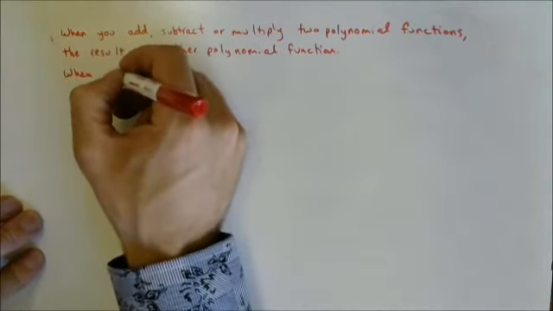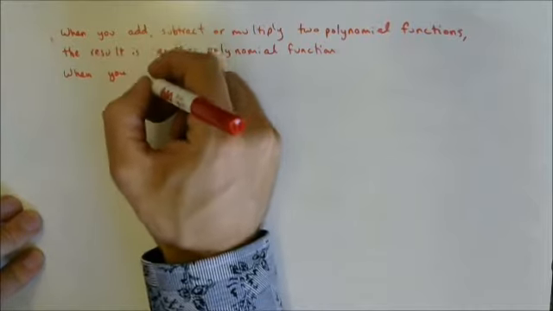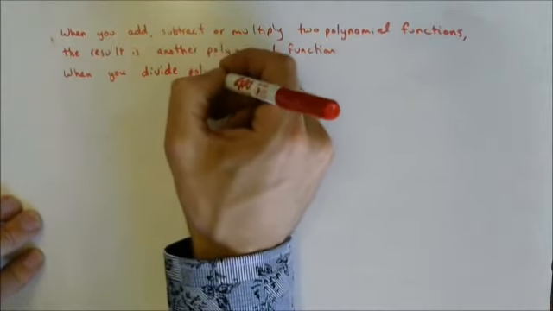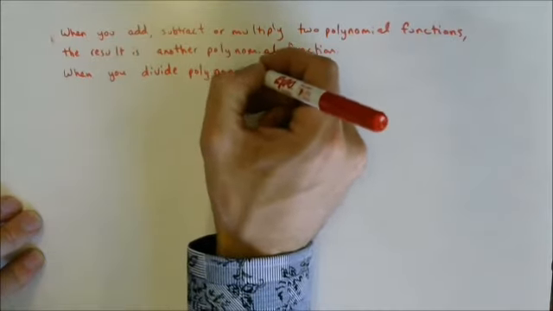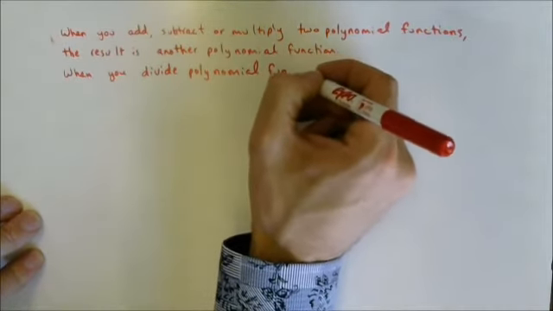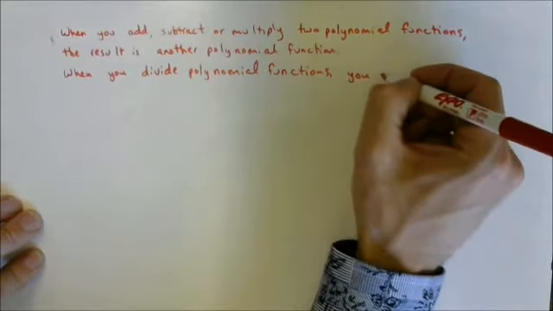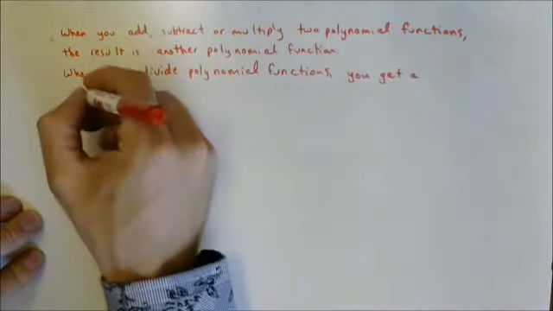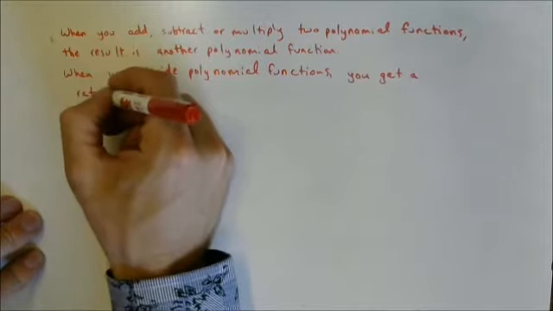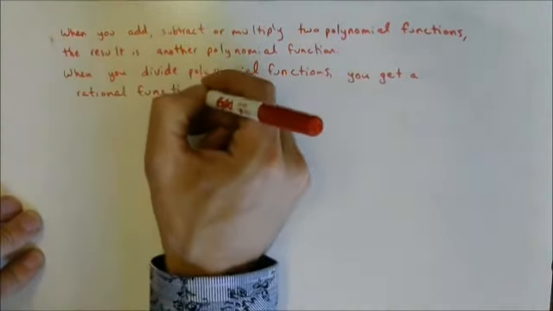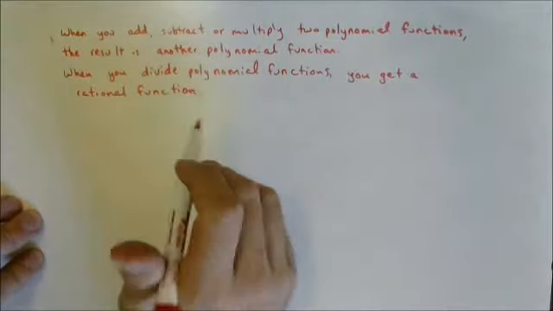But when you divide polynomial functions, comma, you get a rational function, a function that needs a fraction to be expressed.